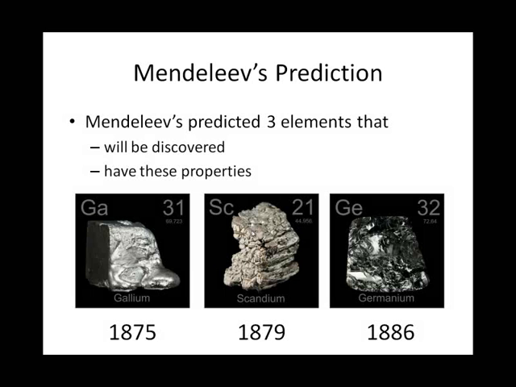Mendeleev predicted that 3 elements would be discovered and have certain properties, and he actually left spaces for them in the periodic table that he published. They were gallium in 1875, scandium in 1879, and germanium in 1886. The fact that he left these spaces, predicting that these elements would be discovered, and then having them actually be discovered, is what gave his table the credibility to become widely accepted.